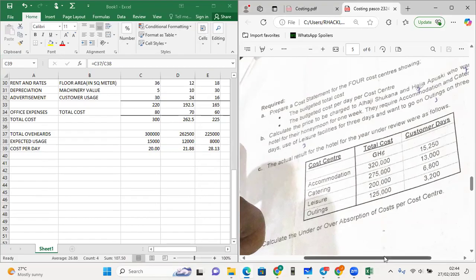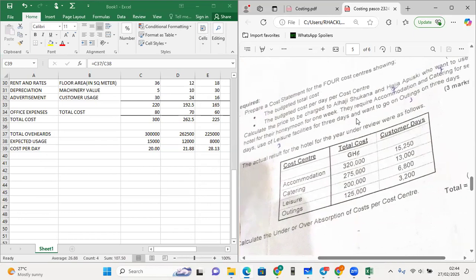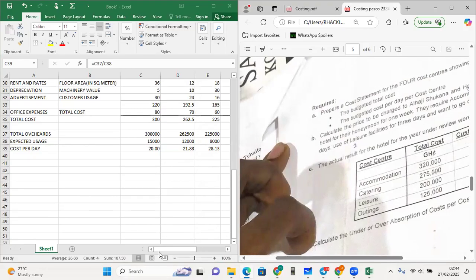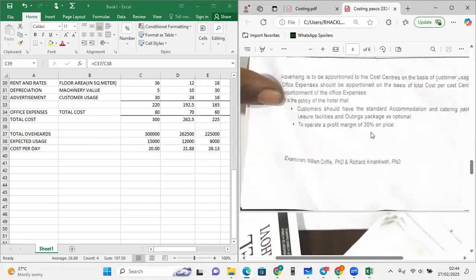who want to use the hotel for their honeymoon for 1 week. They required accommodation and catering for 7 days, the use of leisure facilities for 3 days, and want to go on an outing for 3 days. So now we want to compute the cost for them, right? And mind you, the firm is also creating a margin of 30% on price.